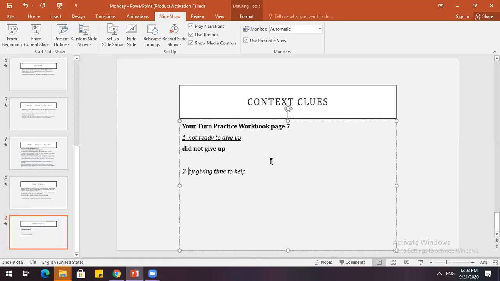Very good. All right, so volunteering means, we're going to write this on the line, guys, by giving time to help. Okay, so this is the clue. The word volunteer means working together. When you volunteer, this means that you offer your time and your service for free. So working without pay. You are giving your time. This is what it means. To volunteer means to work without pay.